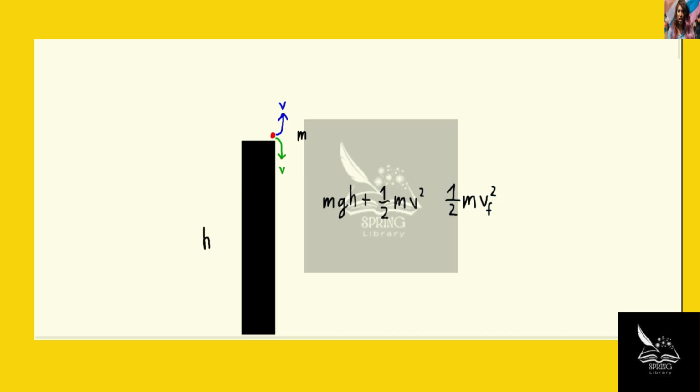We set them equal to each other. But notice that we have mass in every term. So we can divide both sides of the equation by m. And that way we completely get rid of m in both sides of the equation. This tells us that the velocity will not depend on the mass. So that is not something we have to worry about.